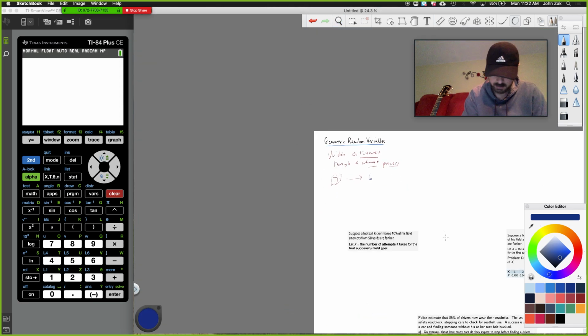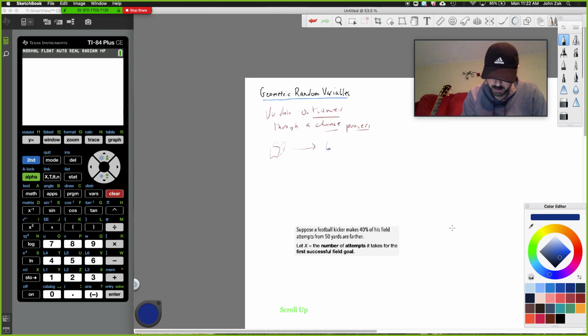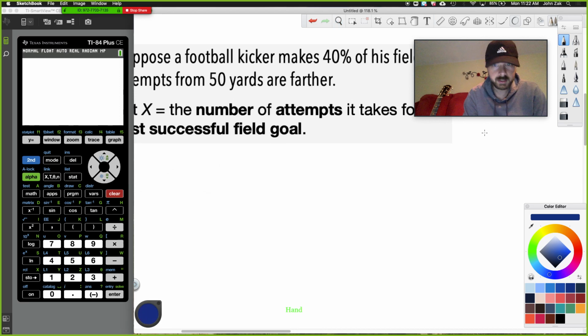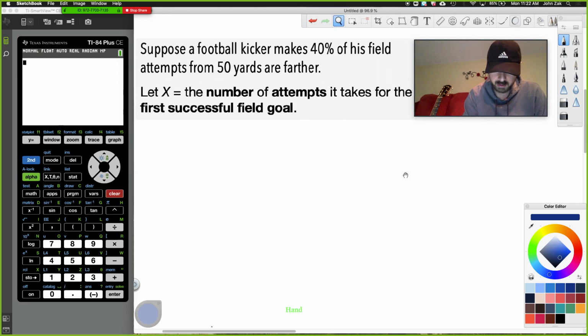Whoa, that's not what I intended to do. Let me zoom way back in there and zoom in some more. Oh my gosh. Let me zoom out just a little bit, and here we go.